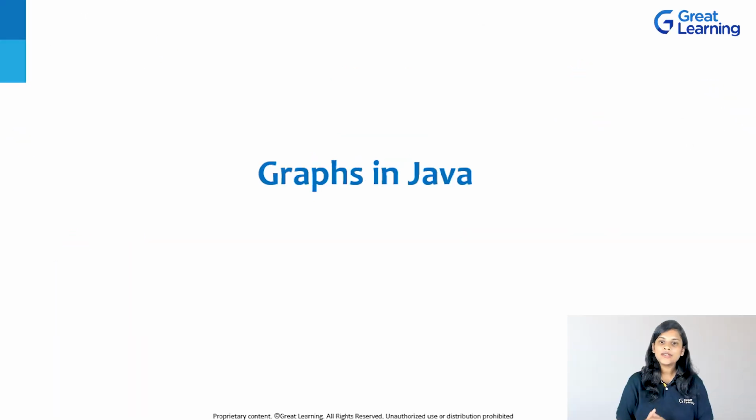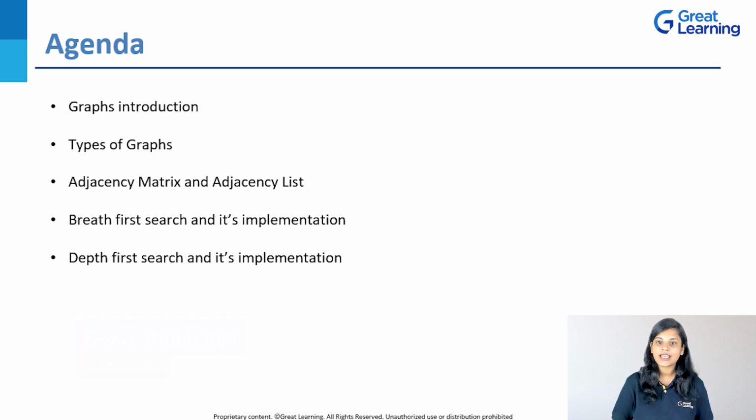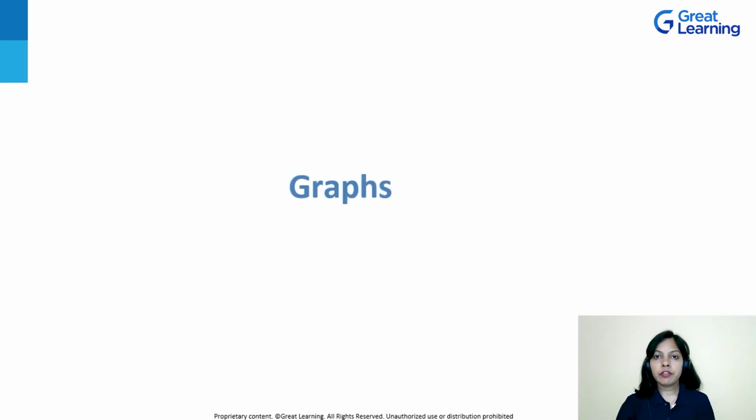Now let me tell you the agenda for the session. We are going to discuss the concept behind graphs, from understanding what a graph is to different types of graphs. We will talk about adjacency matrix and adjacency list, as these concepts help in implementation of graph in any programming language. Lastly, we will discuss two of the important graph traversal and searching techniques, Breadth-First Search and Depth-First Search, and also their implementation in the Java programming language. Now let's see the graph data structure.